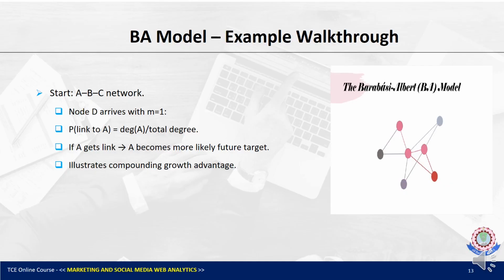Let us see an example of this BA model. For example, consider nodes A, B and C. If node D arrives and has only one link, it will choose the node with the highest degree, the highest popularity. This small advantage accumulates over time, turning early nodes into larger hubs.